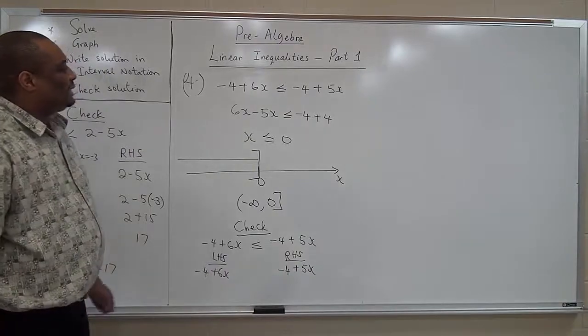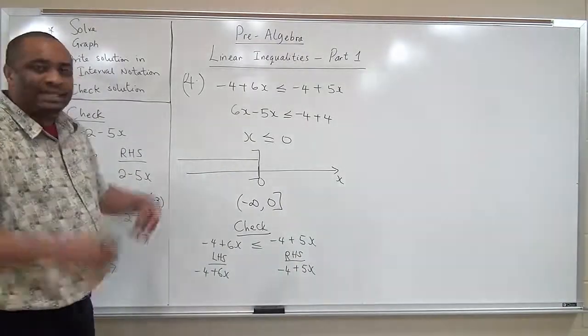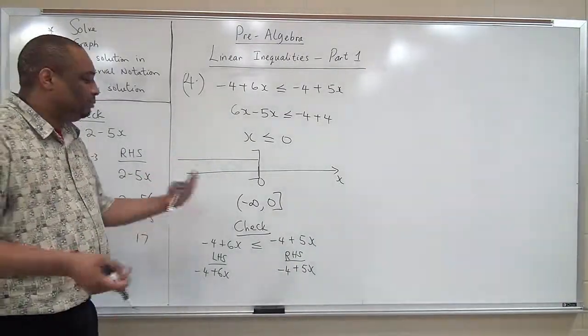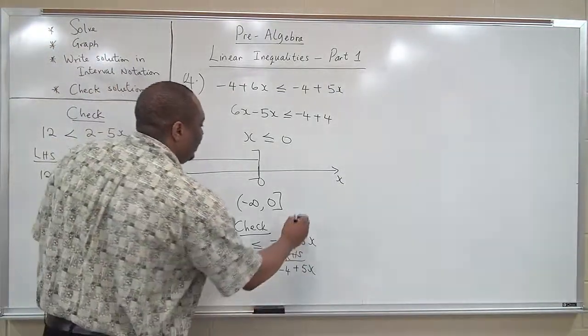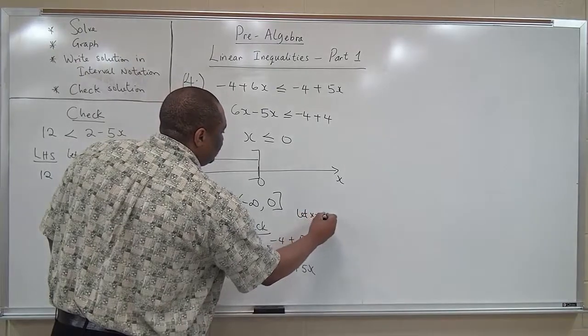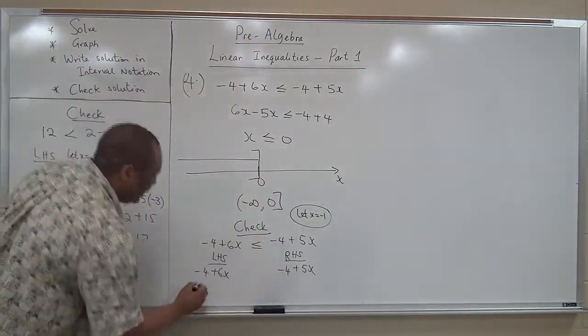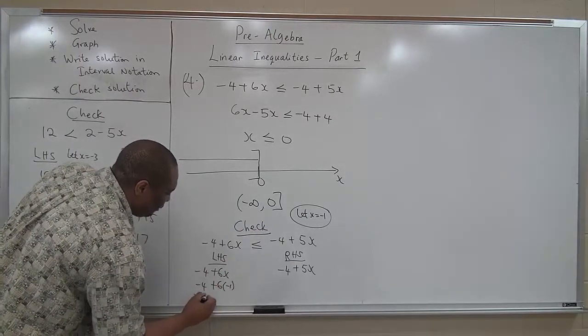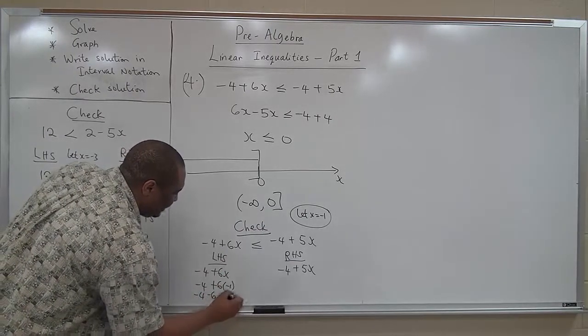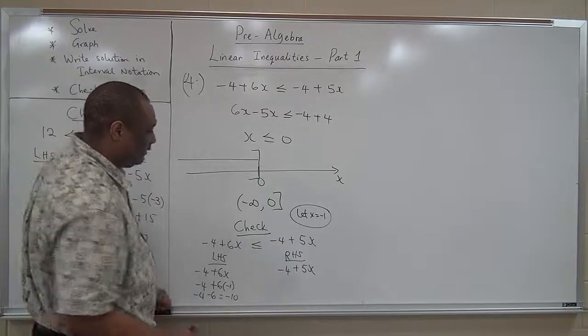What do we take as our x? Anything here. We can take 0, but it will be as if we are solving an equation. So let's take negative 1, okay? Let our x be negative 1. So this will be negative 4 plus 6 times negative 1, which is negative 4 minus 6, which is negative 10. So this is negative 10.